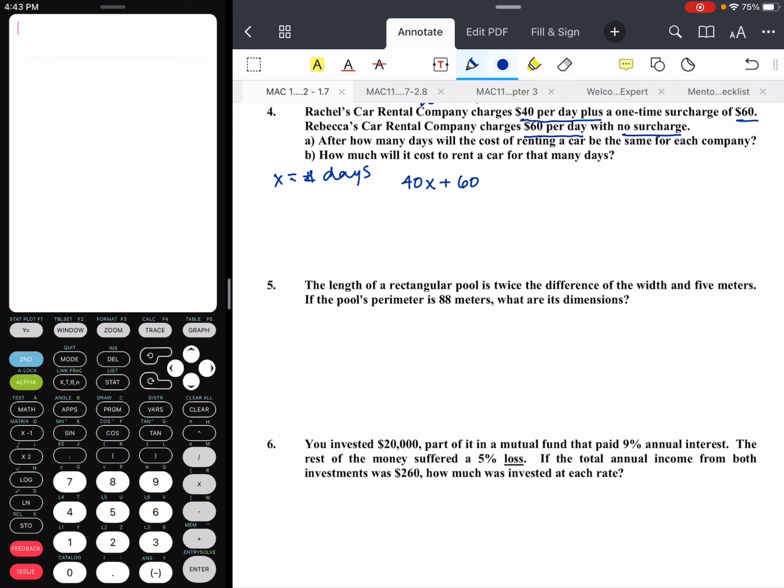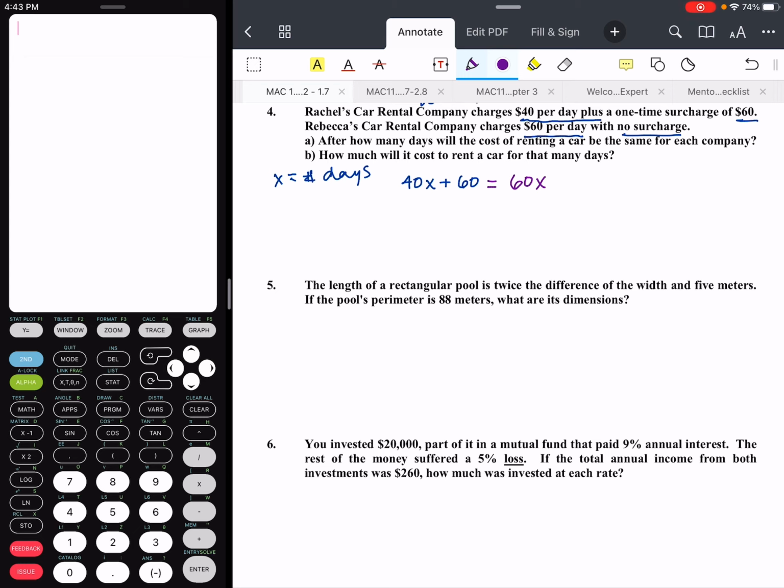And then for Rebecca's car rental company, it's $60 per day. So 60 times X, the number of days, with no surcharge. So I could write a +0, but that would be kind of pointless. So I'm just going to leave it like that. So it says, after how many days will the costs be the same for each company? Or in other words, after how many days will the left side equal the right side? Will those costs be equal?